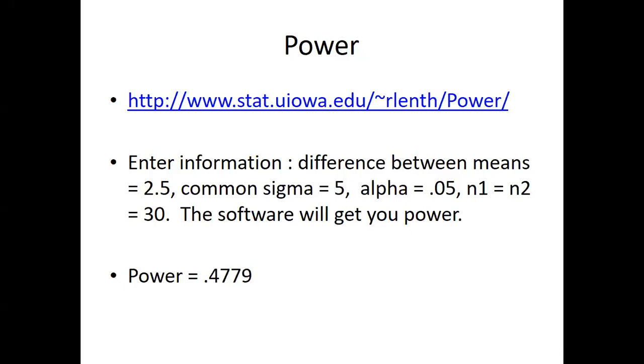So 48% chance. What does that mean? It means if there is truly a standard deviation of 5, and we use a type 1 error of 0.05, and we have 30 people per group, and you have created a 2.5 difference in BMI after a 6-week period, you have less than a 50% chance of getting a p-value less than 0.05, that is, of having the ability to reject the null hypothesis.